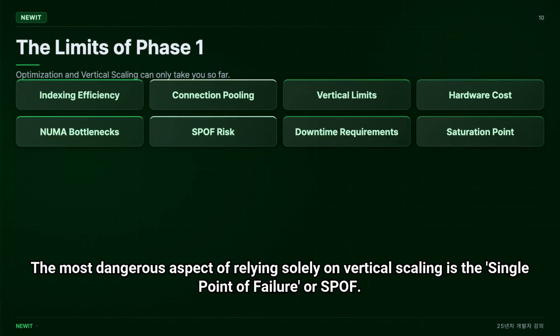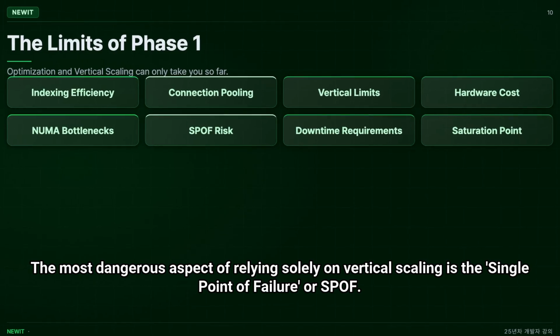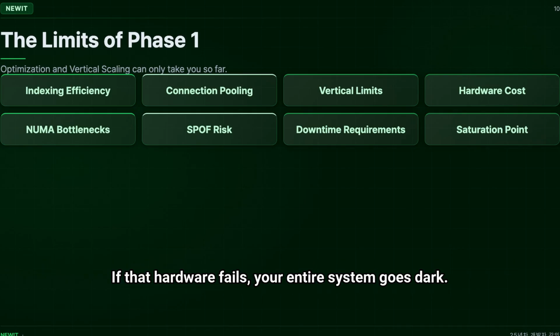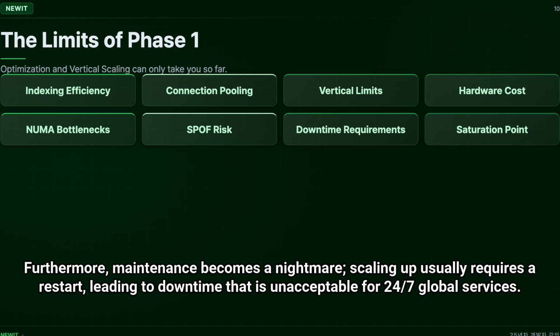The most dangerous aspect of relying solely on vertical scaling is the single point of failure, or SPOF. No matter how powerful your server is, it still resides on a single piece of underlying hardware or a single availability zone. If that hardware fails, your entire system goes dark. Furthermore, maintenance becomes a nightmare. Scaling up usually requires a restart, leading to downtime that is unacceptable for 24/7 global services.